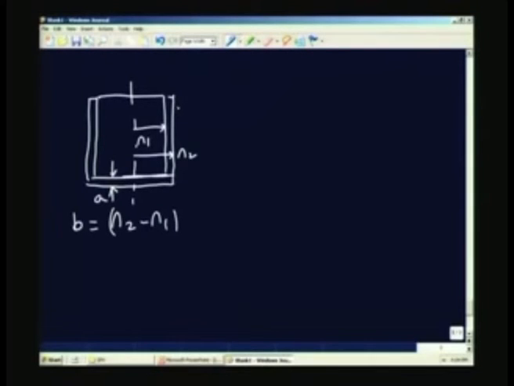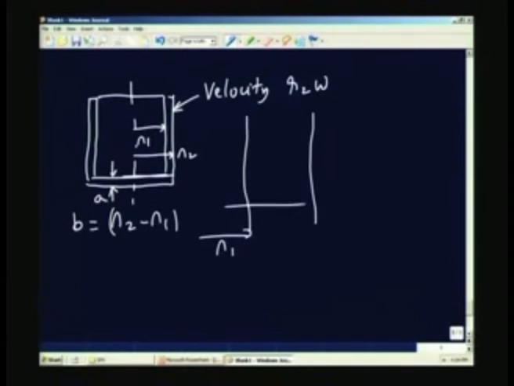The outer cylinder is rotating. So, what is the velocity? Because of rotation, the velocity will be nothing but R2 times omega, that is the surface speed, and the velocity here is 0. So, if I draw the gap here, this is R1 and this is R2, I have the velocity equal to R2 omega, and the velocity is like this. This is 0 and this is equal to R2 omega.